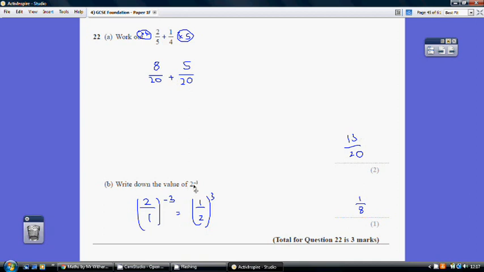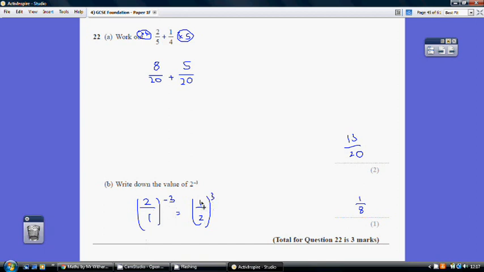Now part B, when I have a minus in the power, I need to remember that I need to flip the number over. So really, to flip it over, it's best to think of it as a fraction to start with. So think of 2 as being 2 over 1. So I've got 2 over 1 to the power of minus 3. So to sort out the minus, I flip the fraction over. So that becomes 1 over 2. So the minus is now gone. I'm now just left with to the power of 3.